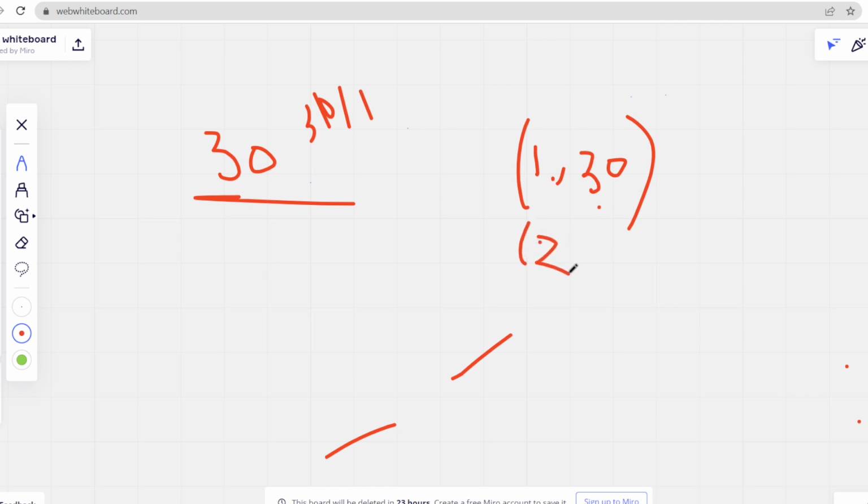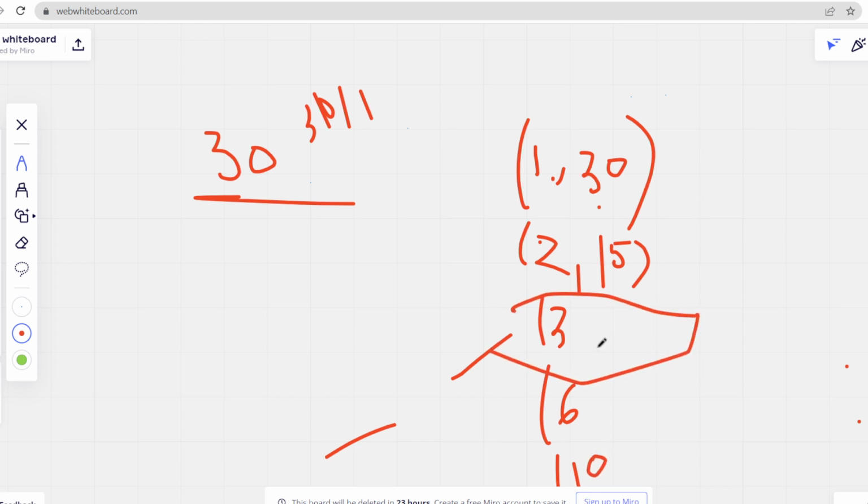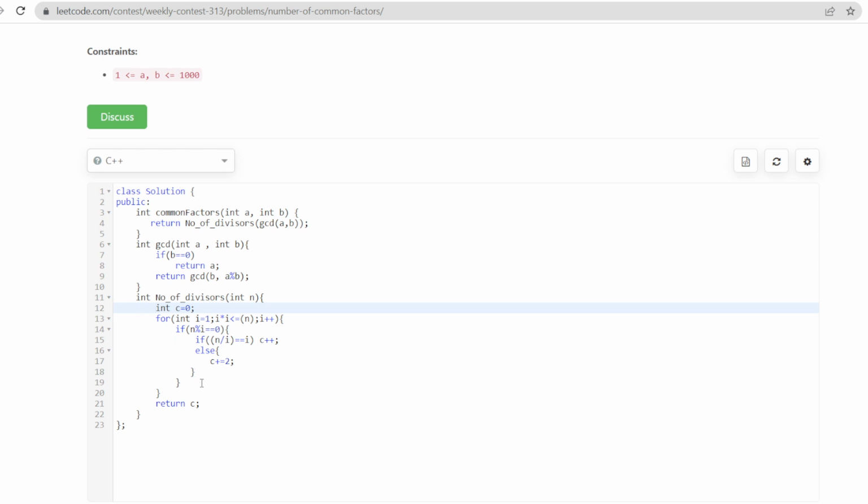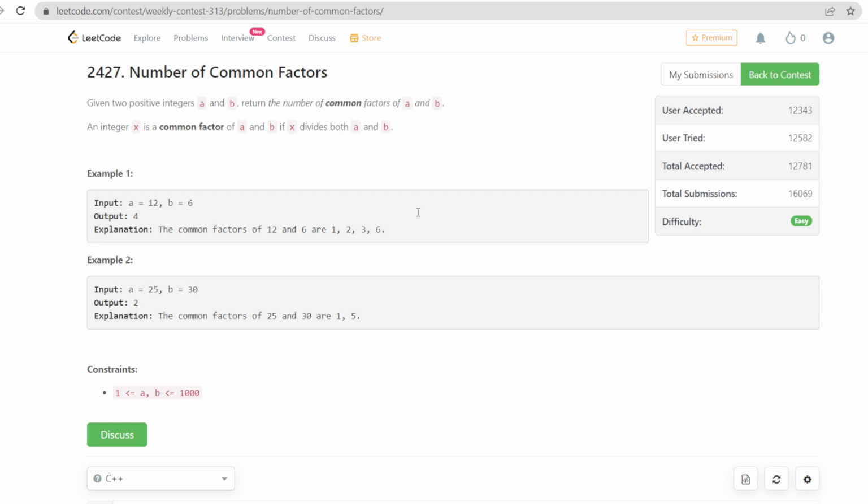And then let's say we have 2, then we'll get 15. And similarly we calculate 3, and then for 6, and then we'll get 10, but 10 will already have been included in this call. Right here we'll have 3 and 10, so we'll not consider this. So we'll only calculate up till here, and that will be our answer. That's how I've implemented this, and the time complexity that this function takes is square root of n. So this is how we can efficiently calculate the number of common factors of two numbers.